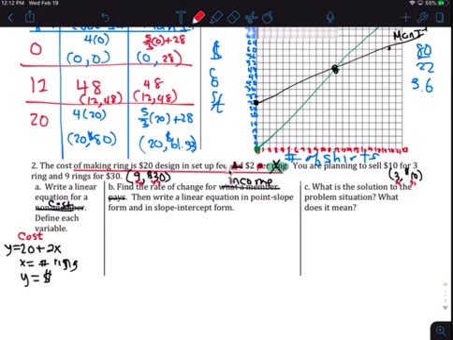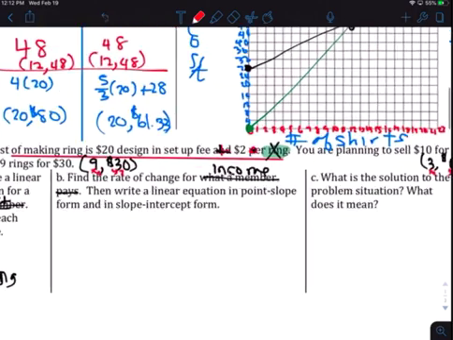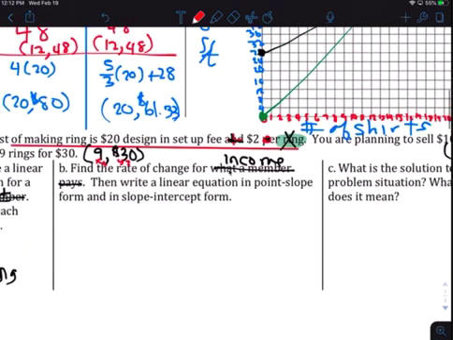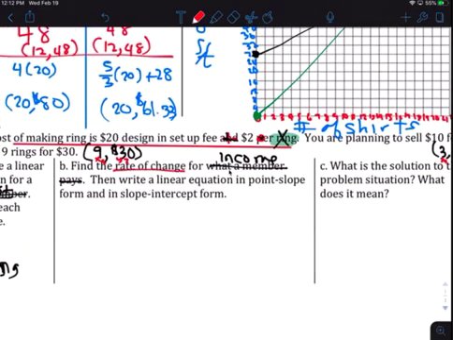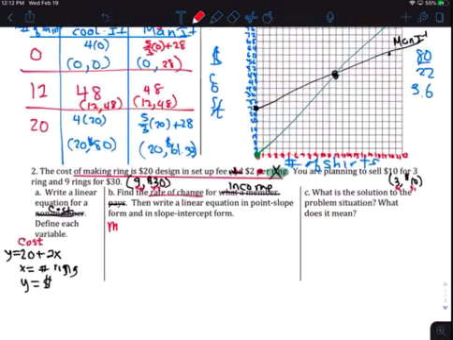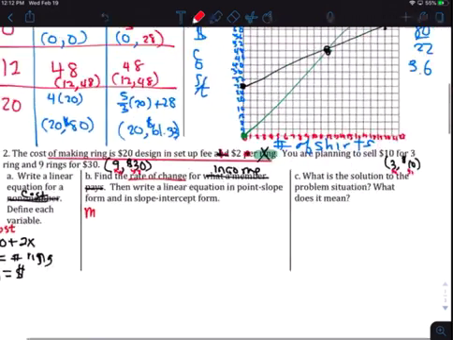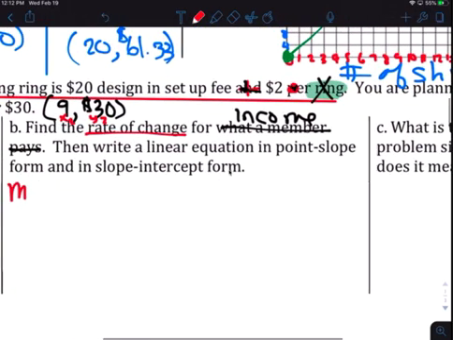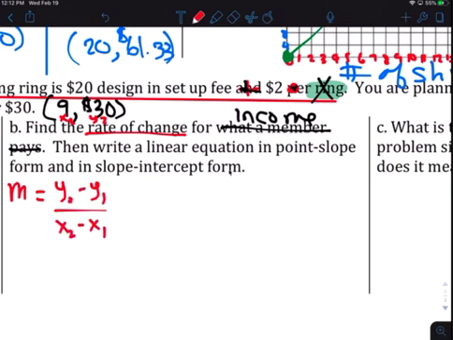So for B, find the rate for the income. Income is for selling the rings. So the rate is slope, so m. So tomorrow's first is the equation. Second, you need to do these. B, m equals y sub 2 minus y sub 1 over x sub 2 minus x sub 1.